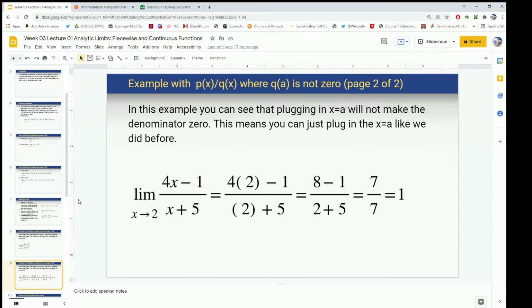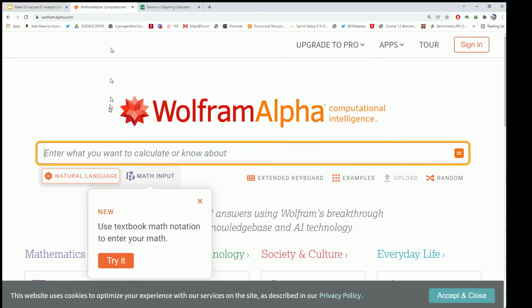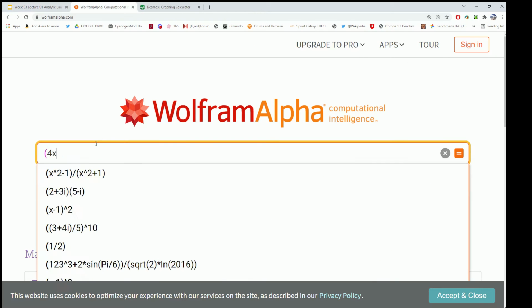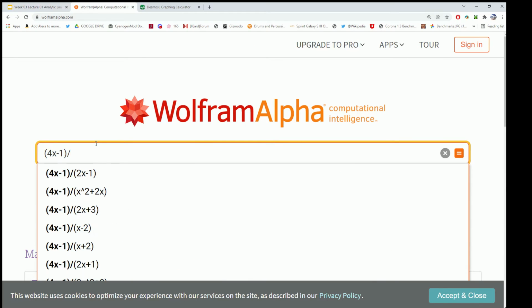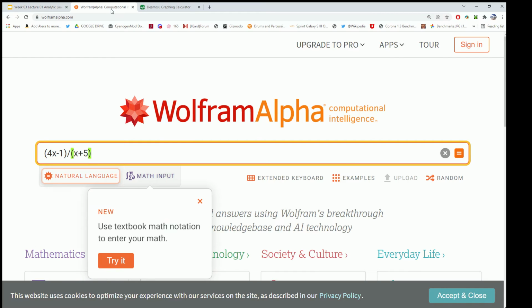Just a reminder here, I guess. You can always use Wolfram Alpha to help you evaluate things. Of course you can work this out by hand, but you could also just go 4x minus 1 over x plus 5. You can always type in something like that, and you can just say at x equals 2.